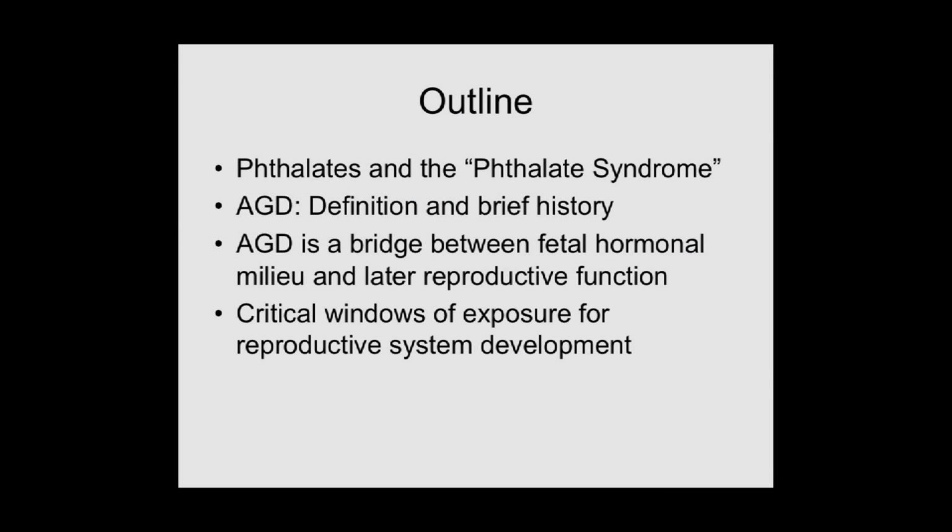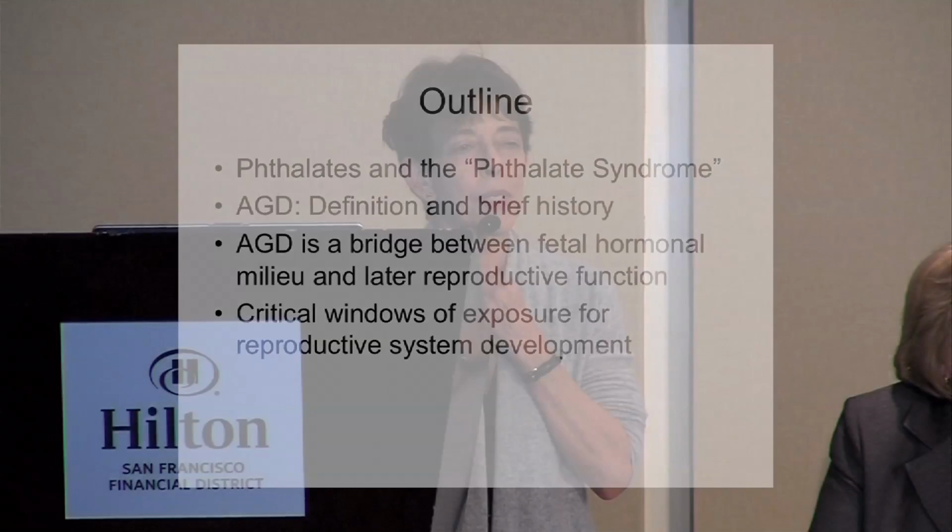So I'm going to talk just briefly about phthalates, and particularly what is called the phthalate syndrome. And then I'm going to talk about an endpoint that most of you are probably not familiar with, anogenital distance. I'm going to define it and give just a brief history, and I'm going to talk about why it's important. And this is one of the messages I want to give you, that this marker, which is measurable at birth, is actually a bridge between the hormonal milieu of the fetal environment and later reproductive function. So this is a very unique, perhaps useful way to go from fetal basis to adult disease.